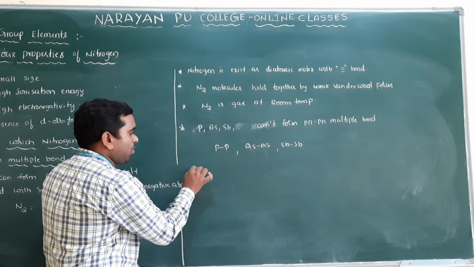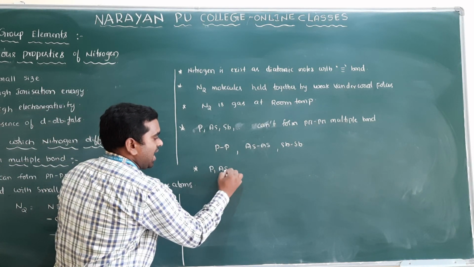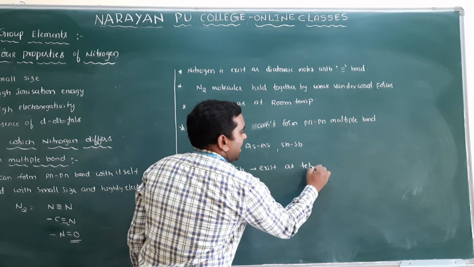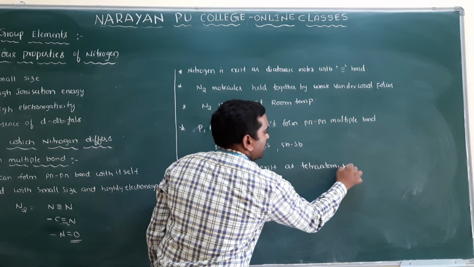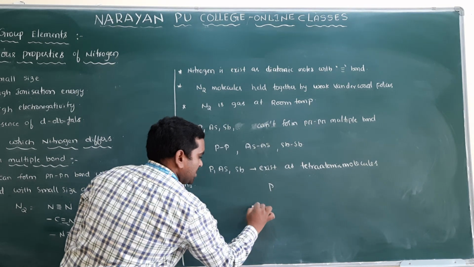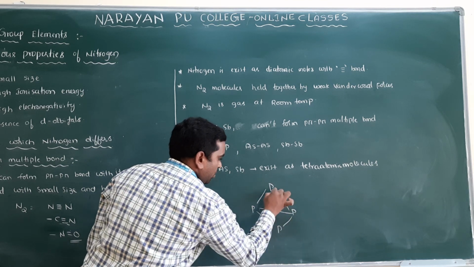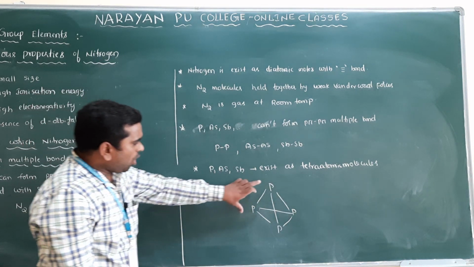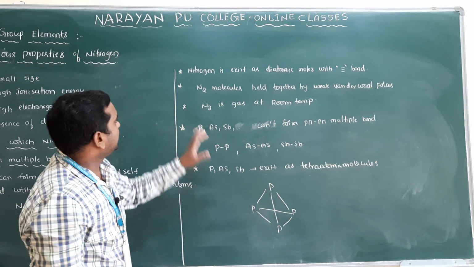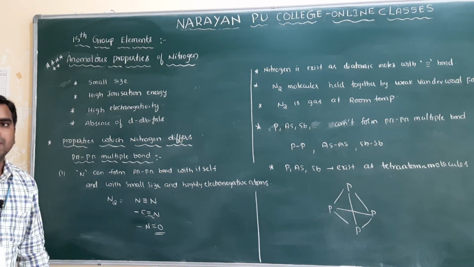So that's why these elements exist as tetraatomic molecules. Phosphorus, arsenic, antimony exist as which one here? Tetraatomic molecules. Clear? A tetraatomic molecule means a structure with 4 phosphorus atoms, a discrete molecule. All the phosphorus atoms are connected by which bonds here? Single bonds only. Clear? So this is the first property in which nitrogen differs from the other elements: p pi multiple bonding.